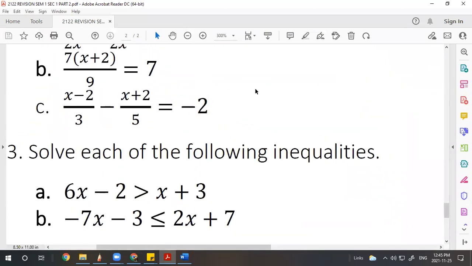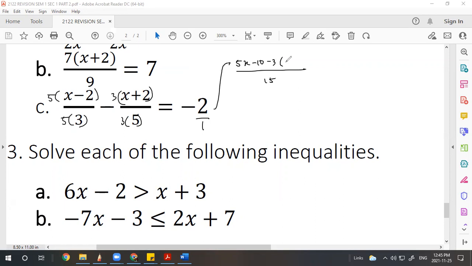Make the denominator equal. Times 5, times 3, right? Okay, over 1. Yes, continue, done. So, 5x minus 10 over 15, times 3, I forgot. Minus 3 bracket x plus 2. Right? Remember to put the bracket. Equals negative 2 over 1.